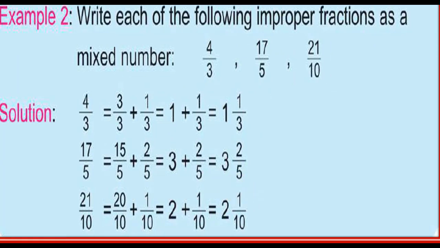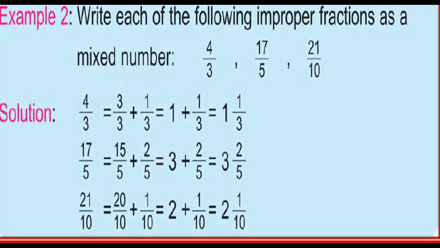What about 21 over 10? We can write 21 over 10 as 20 over 10 plus 1 over 10, because 21 equals 20 plus 1. But 20 over 10 equals 2, a whole number, and the rest number is 1 over 10. 2 plus 1 over 10, we can convert by another method. Try to divide 21 by 10.